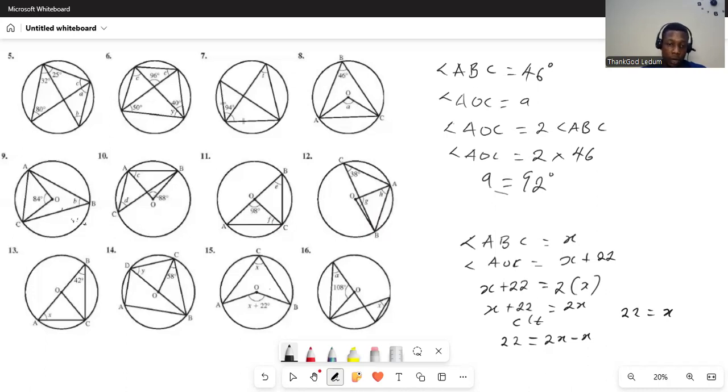So if you come back to this place, you see that 22 plus 22 will give us 44, and x here is just 22. 44 is actually twice 22. 44 here, 22 here. Now you can see that this place is twice this place.